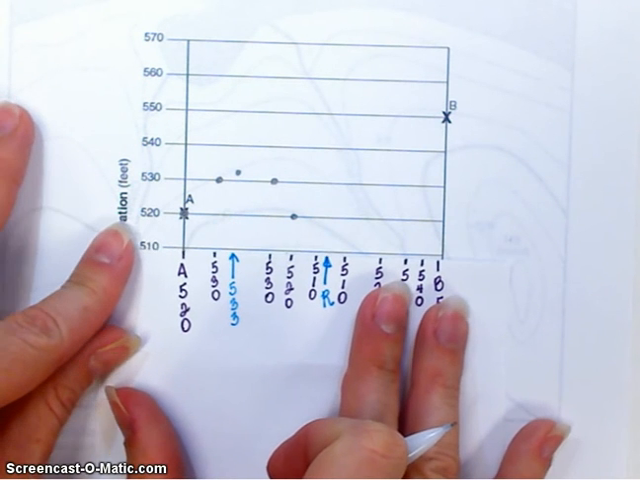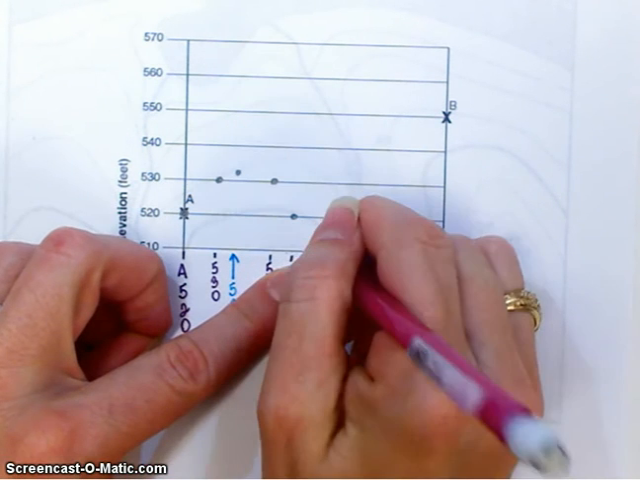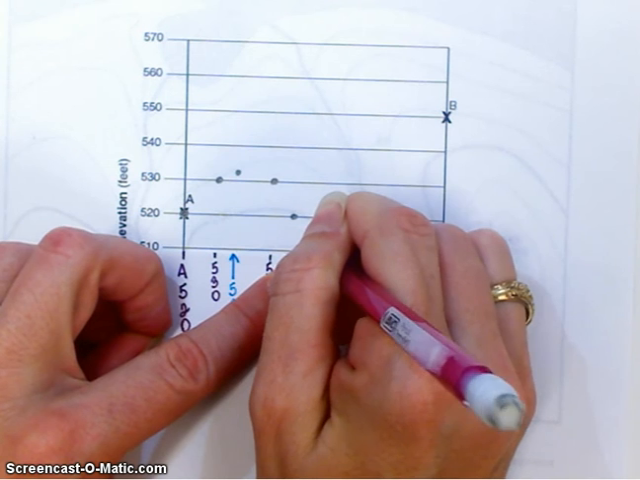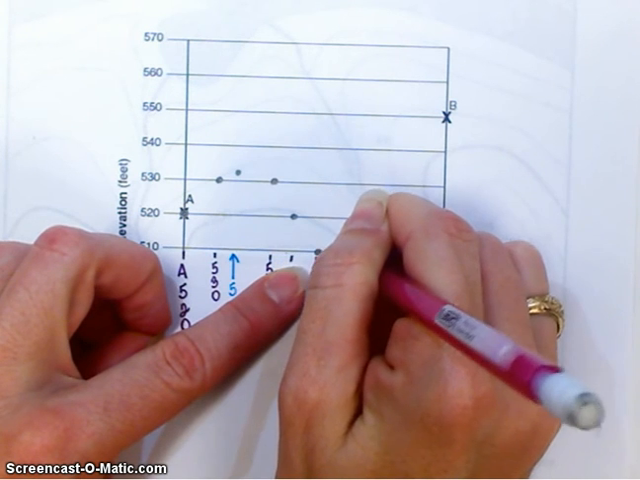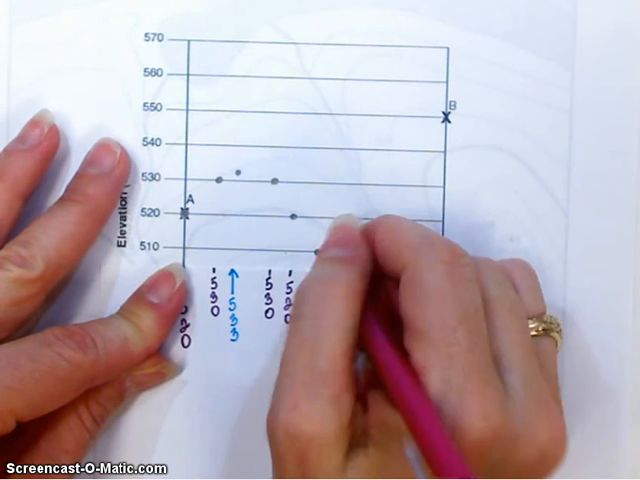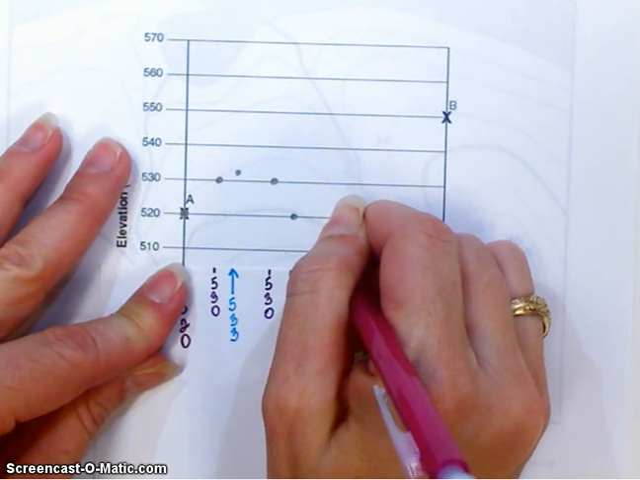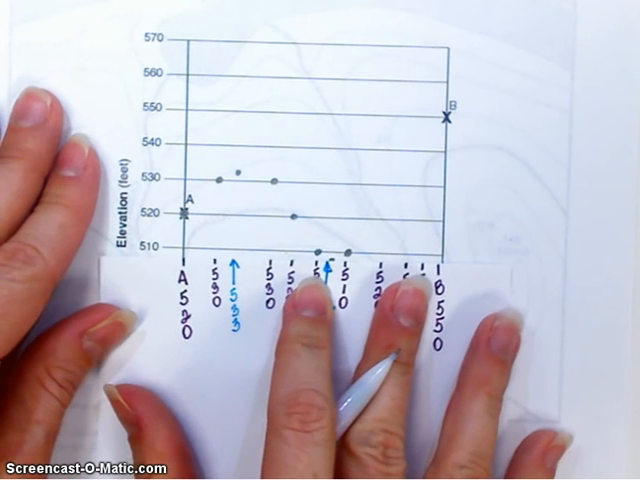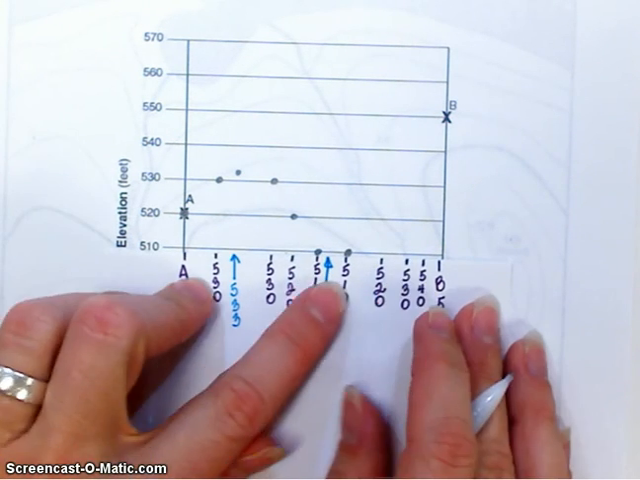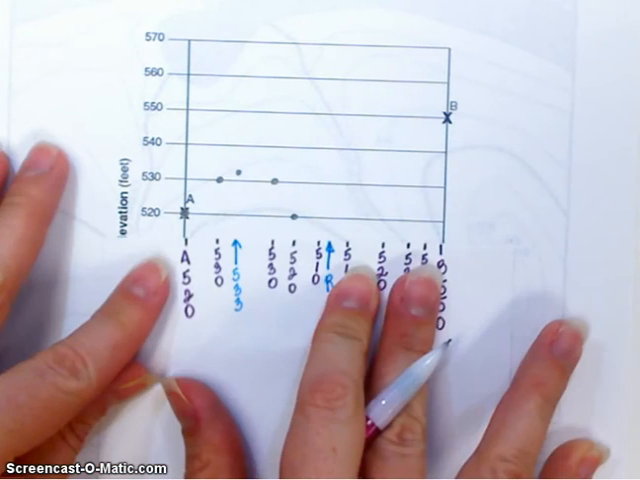Slide down to the 510 mark and make a dot there. Another 510 dot. And I'm going to move this down just a little bit to mark my river. I know my river is a little bit below 510, okay? All right, continuing on, I need to go back up to 520.